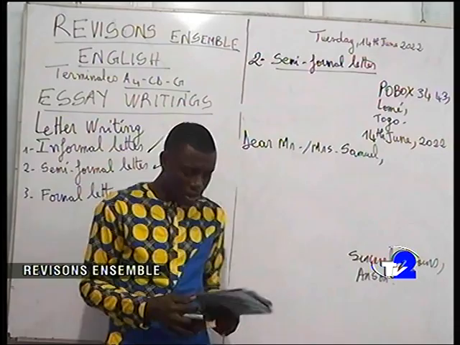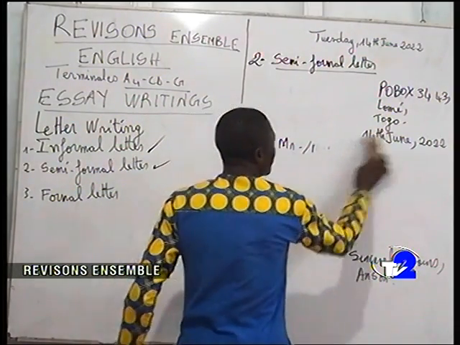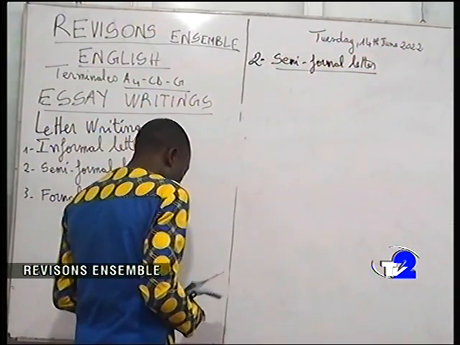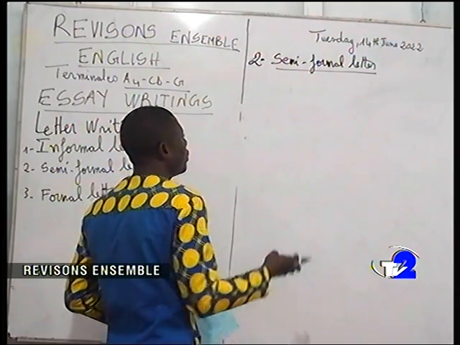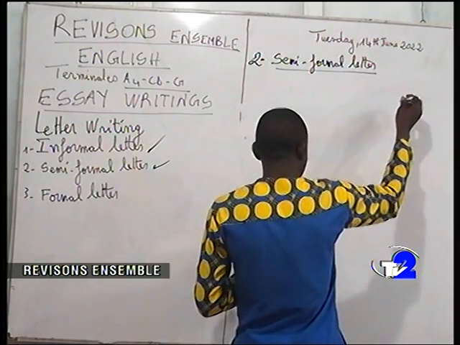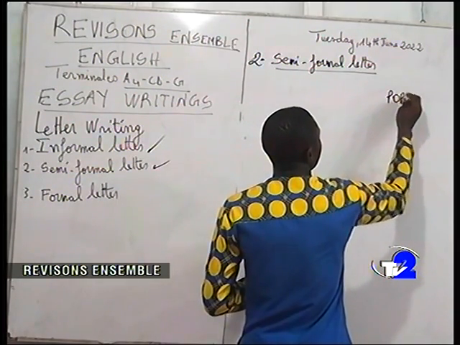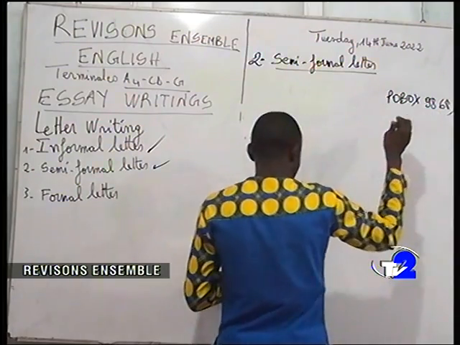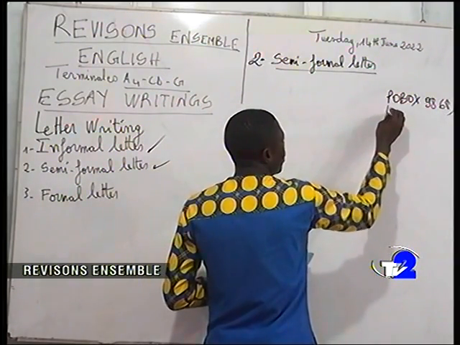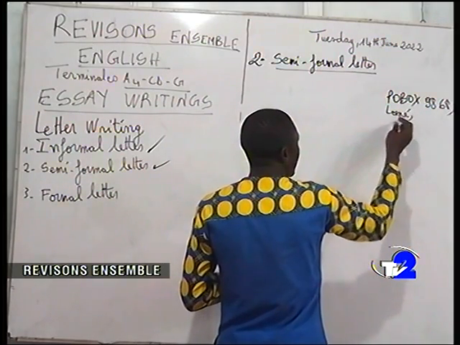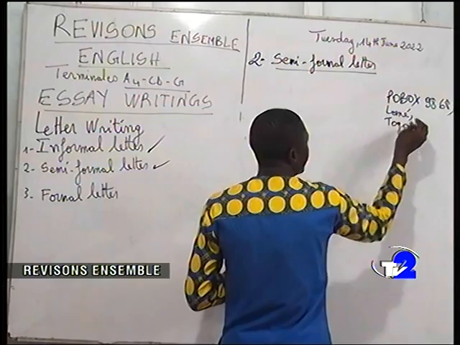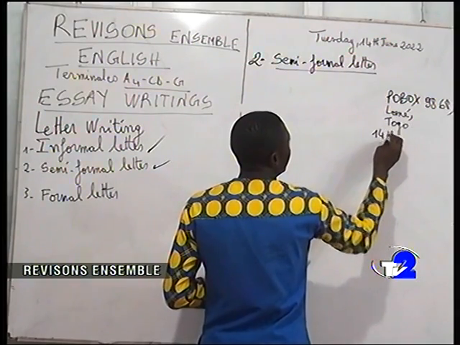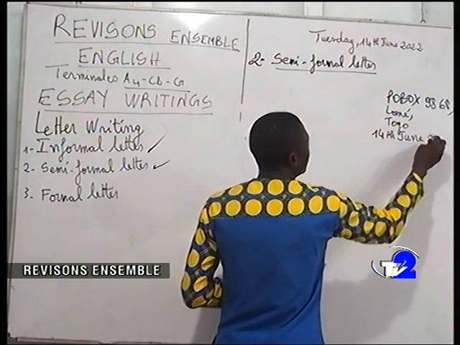How are we going to do it? Follow me very well. We are going to continue like what we did right now. So the address, your address is at the top right hand corner. PO Box 9868, comma. After the PO Box you put comma, Lomé, comma, Togo, and you put a full stop. The date of today, 14th June 2022.